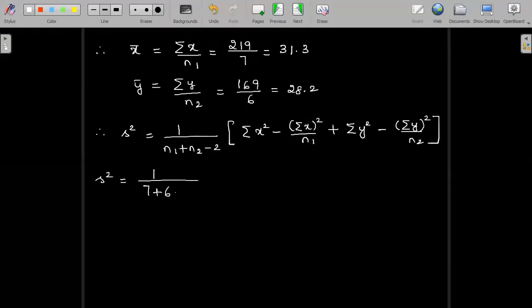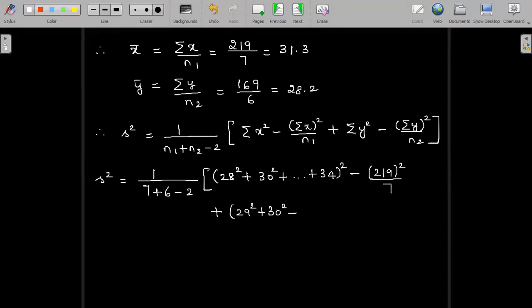So 7 plus 6 minus 2, multiplied by summation x square, means you have to square the terms: 28 square, 30 square, etc. up to 34 square, minus sum of all x values we saw here, 219 whole square divided by n1, which is 7. Similarly, summation y square means it is 29 square plus 30 square, etc. up to the last value of y, that is for horse B, 29 square.